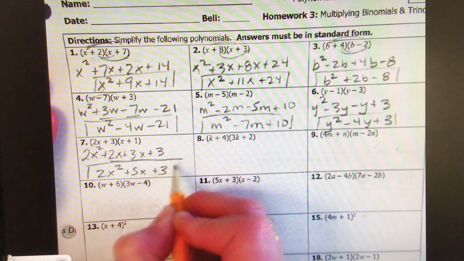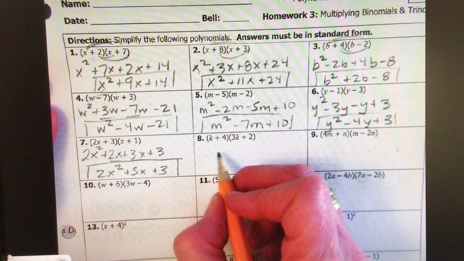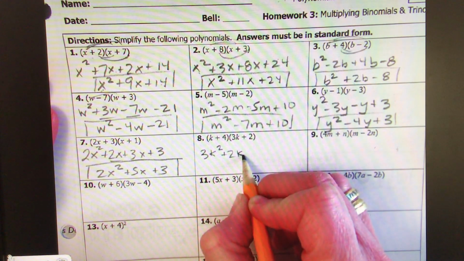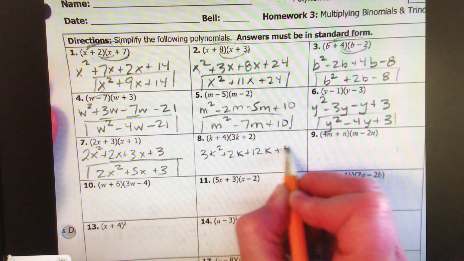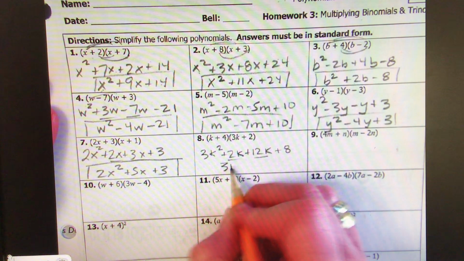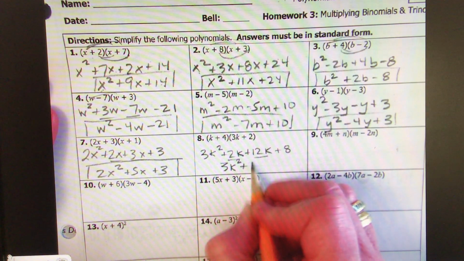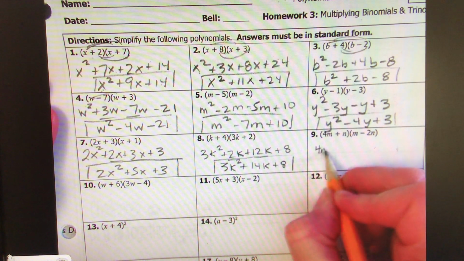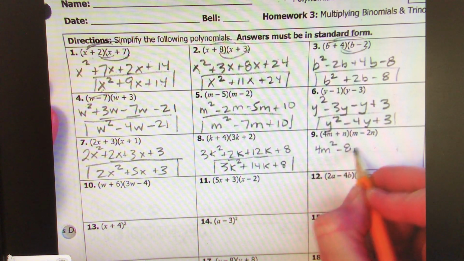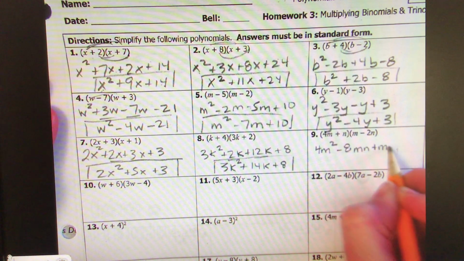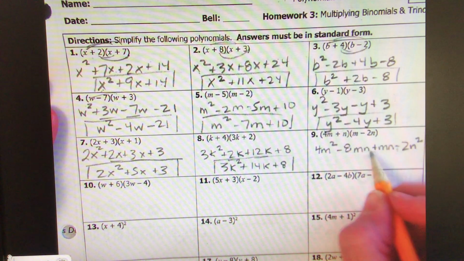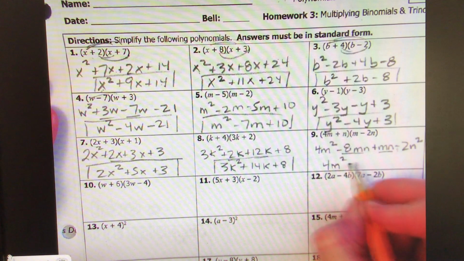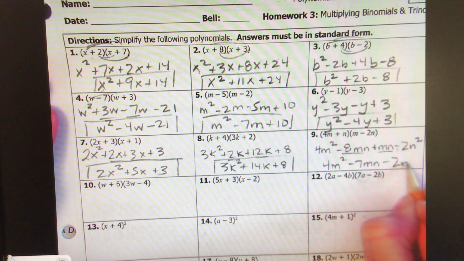This could even make a contest, like how fast you can personally do it. Number 8 is 3k squared plus 2k plus 12k plus 8. Combine. 3k squared, 14k, 8. Then 4m squared minus 8mn plus mn minus 2n squared. Let's see, I've got some terms that I can combine here. I have 4m squared minus 7mn minus 2n squared.